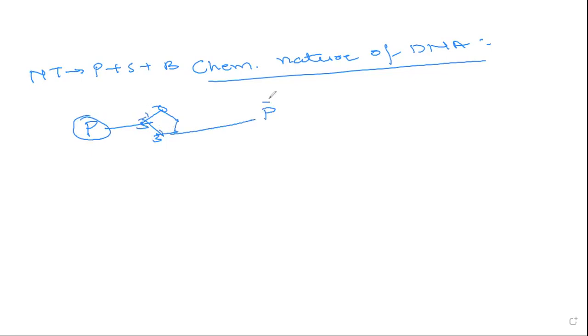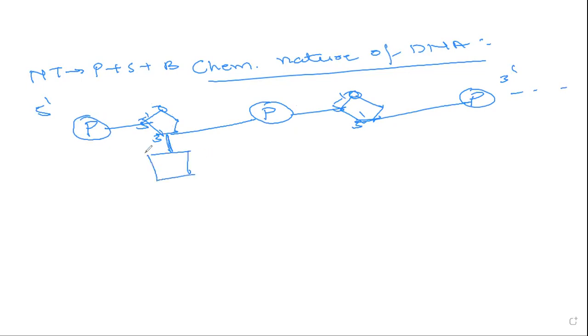It will be again joined to phosphorus, and this phosphorus will be again joined to the sugar like this. Here 5' end, 3' end, and this 3' will be again joined to phosphorus and so on. So this will be the 5' end and this one will be the 3' end. As we know, to the sugar we have a base. For example, we have guanine here. Maybe we have adenine at this side. It's a random chain, so we can have any bases here. So this is the single strand of DNA.